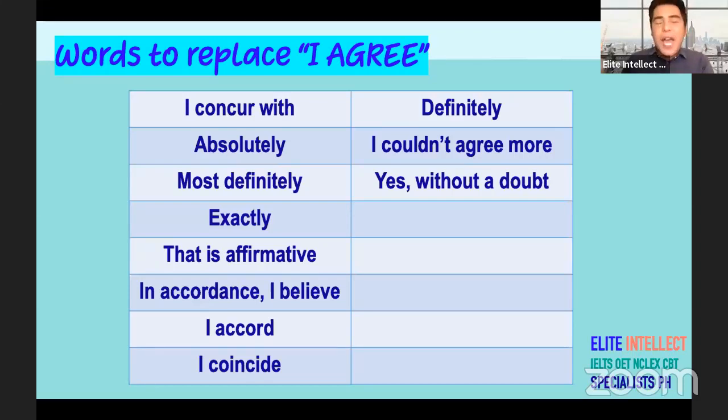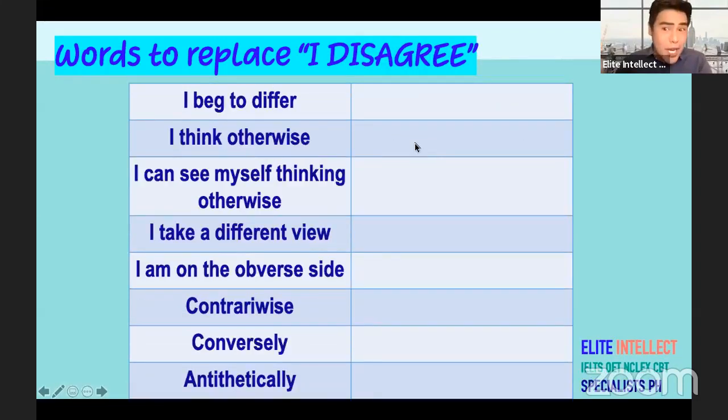Okay, so how do you say I disagree the other way on the exam? Instead of saying I disagree, you can say I beg to differ, okay? Be careful with the pronunciation of differ. Some students say I beg to defer on the idea. No, that's not accurate, okay? I beg to differ. Again, say it with me. Differ.